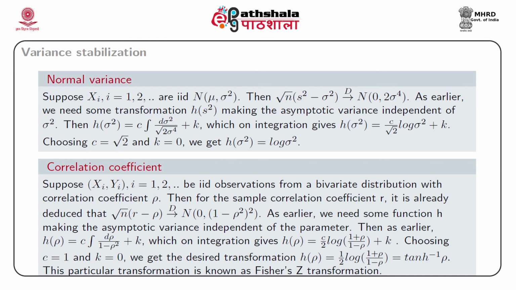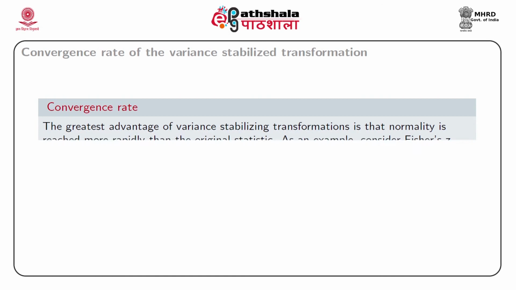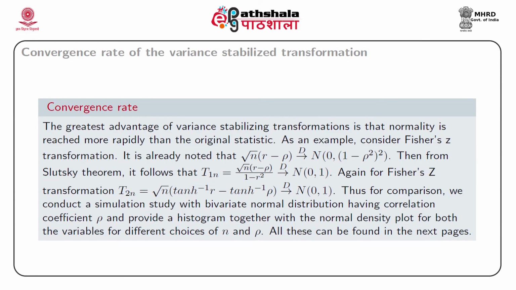Next, we shall discuss another interesting aspect, that is the convergence rate of the variance stabilized transformation. Actually, we have argued that variance stabilization makes the convergence faster. So, let us consider some examples. The greatest advantage of variance stabilizing transformations is that normality is reached more rapidly than for the original statistic. As an example, consider Fisher's z transformation. It is already noted that the large sample distribution for r is normal. Then from Slutsky's theorem, it follows that T1n defined by square root of n multiplied by (r minus rho) divided by (1 minus r square) is standard normal in large samples.